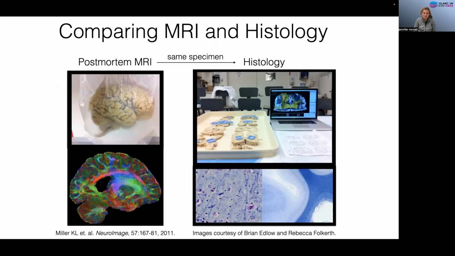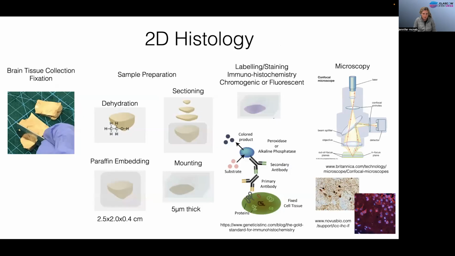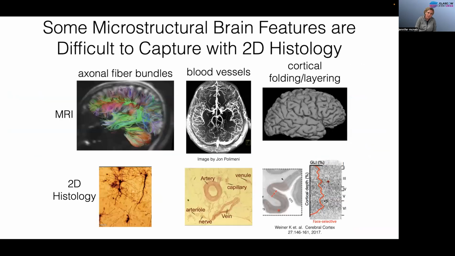the exact same tissue. In this way, it's possible to capture information about some of the histological components within an MRI voxel. Conventional histology usually involves sectioning the tissue and mounting very thin slices on slides. The tissue components of interest are identified using either a chromogenic or fluorescent label, and then the tissue slides are imaged with light microscopy. Unfortunately, some microstructural brain features are difficult to capture with 2D histology.